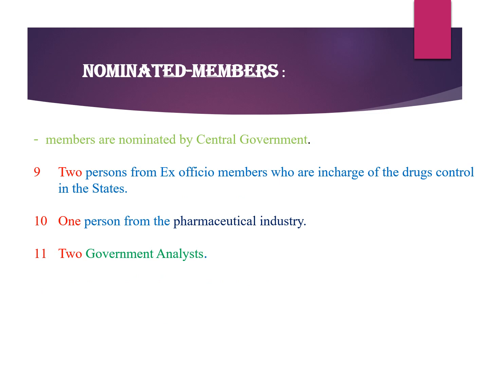Nominated members. These members are nominated by the central government. First, 2 persons from ex officio members who are in charge of the drug control in the states, 1 person from the pharmaceutical industry, and 2 government analysts.